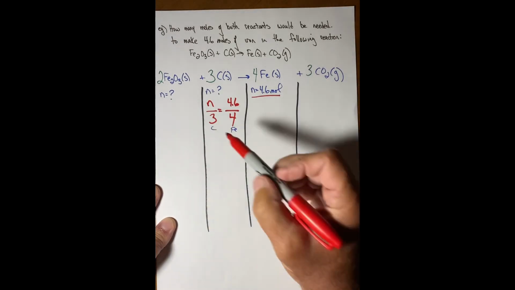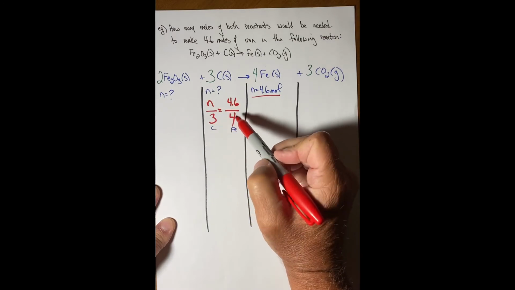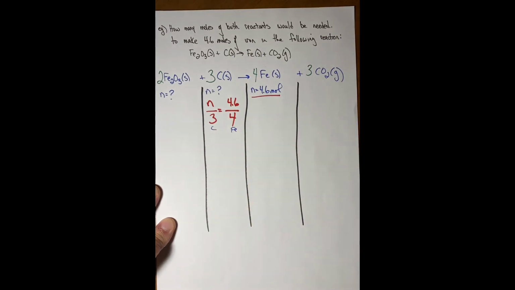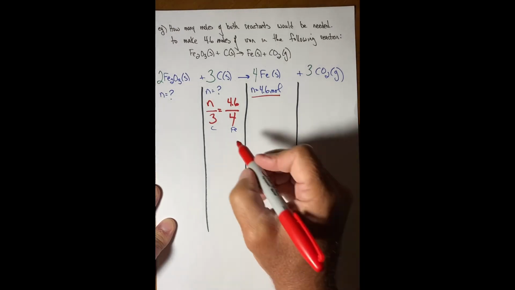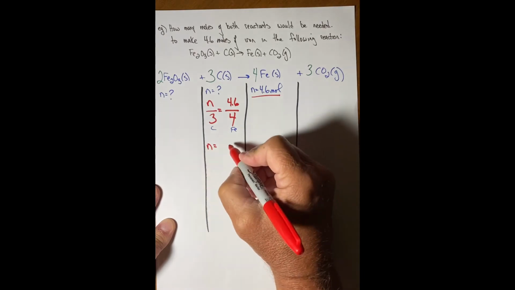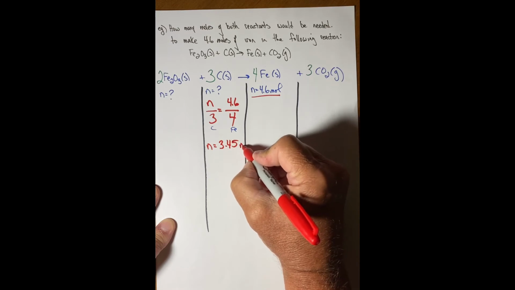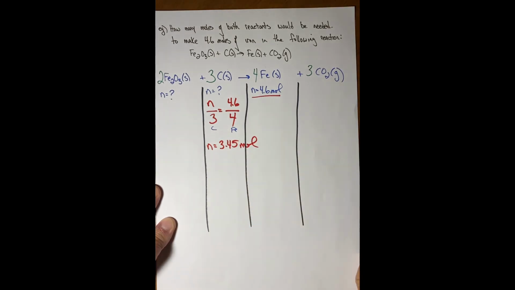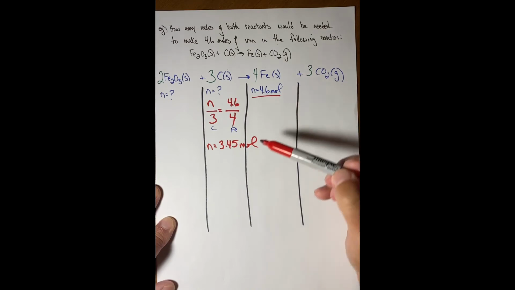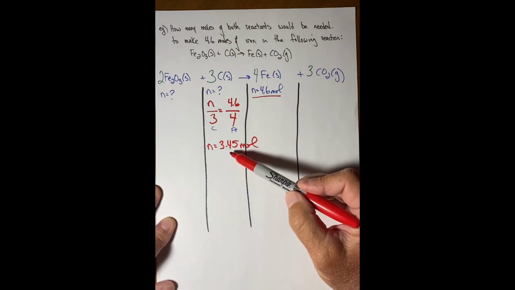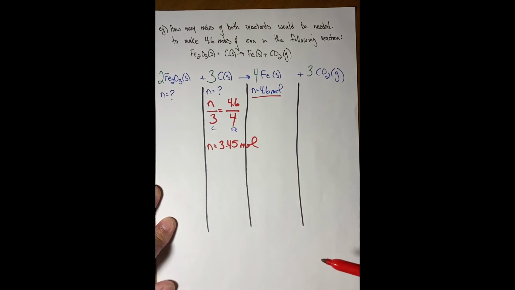So when I do this, I'm going to take 3 times 4.6 divided by 4. That's how I would do that. And just to save on that, because I would just solve it in one step, you're going to get 3.45 moles. Okay? So that means that if I want to use 4.6 moles of this, I would need 3.45 moles of this substance.